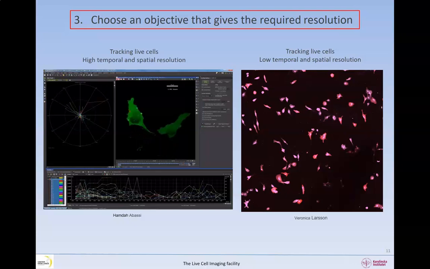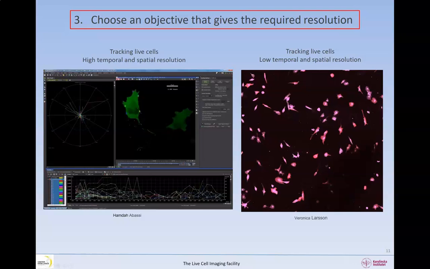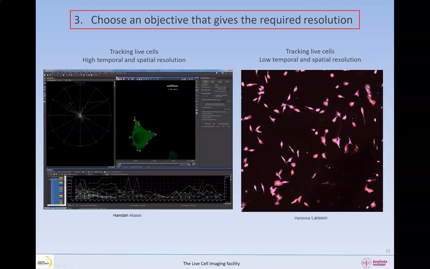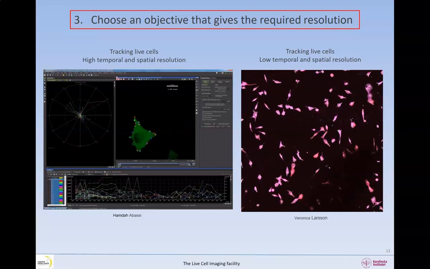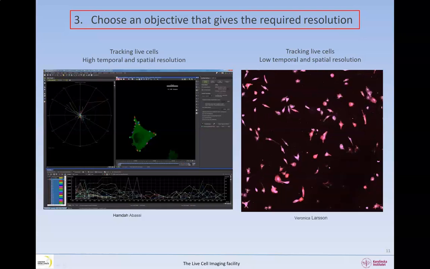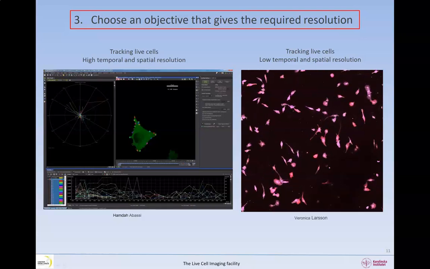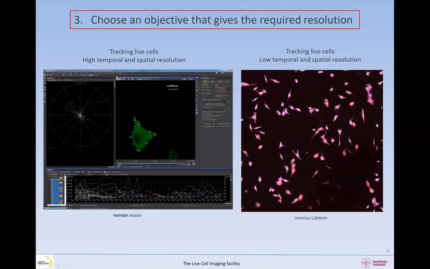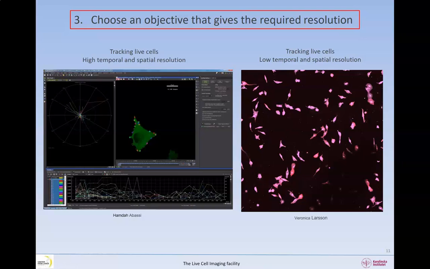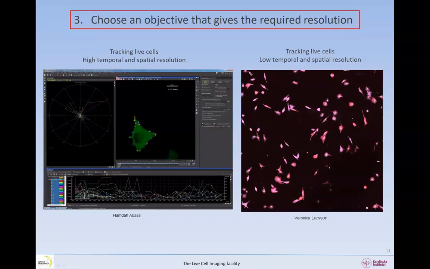In the time-lapse on the right, the researcher did not need to specifically look at focal adhesions. She was only monitoring cell movement. Thus, in her imaging settings, she had low temporal and spatial resolution and used a 20x air objective. But this was enough to reliably answer her scientific question, and on top of that, could image many cells in one field of view to analyze.